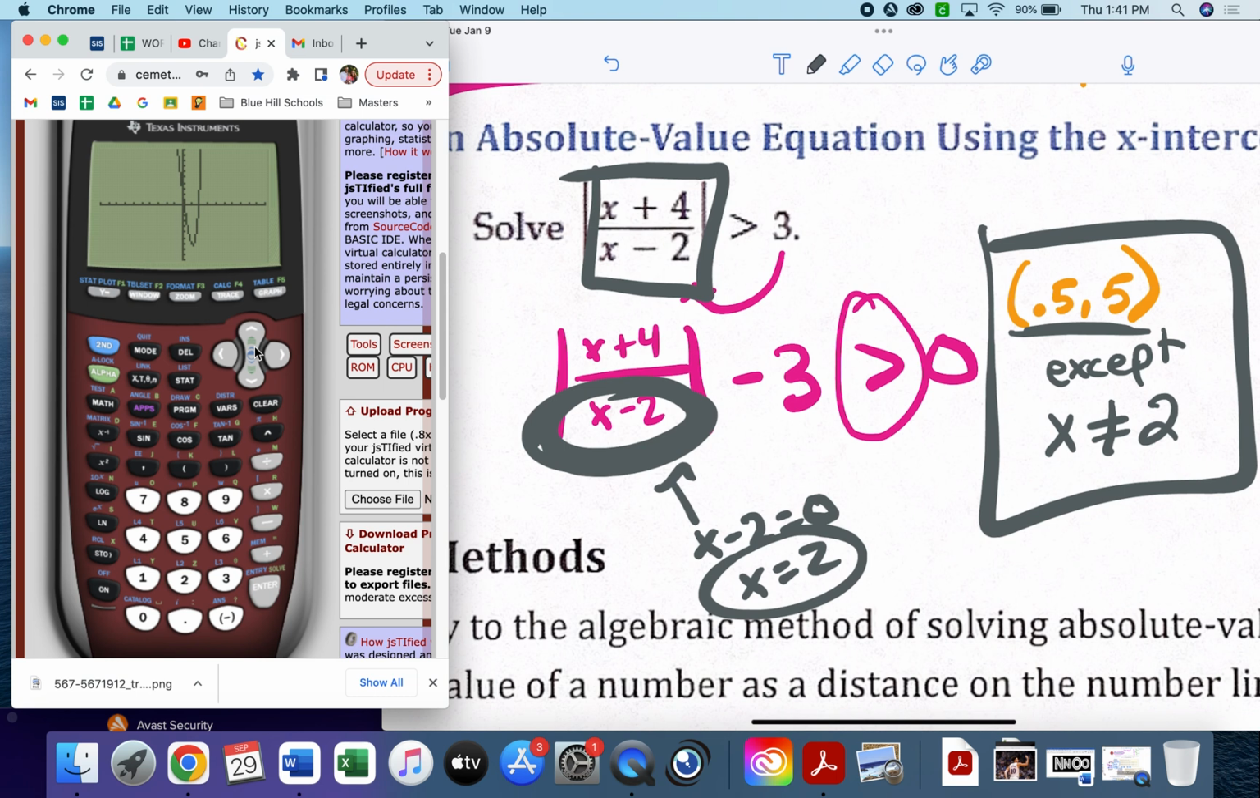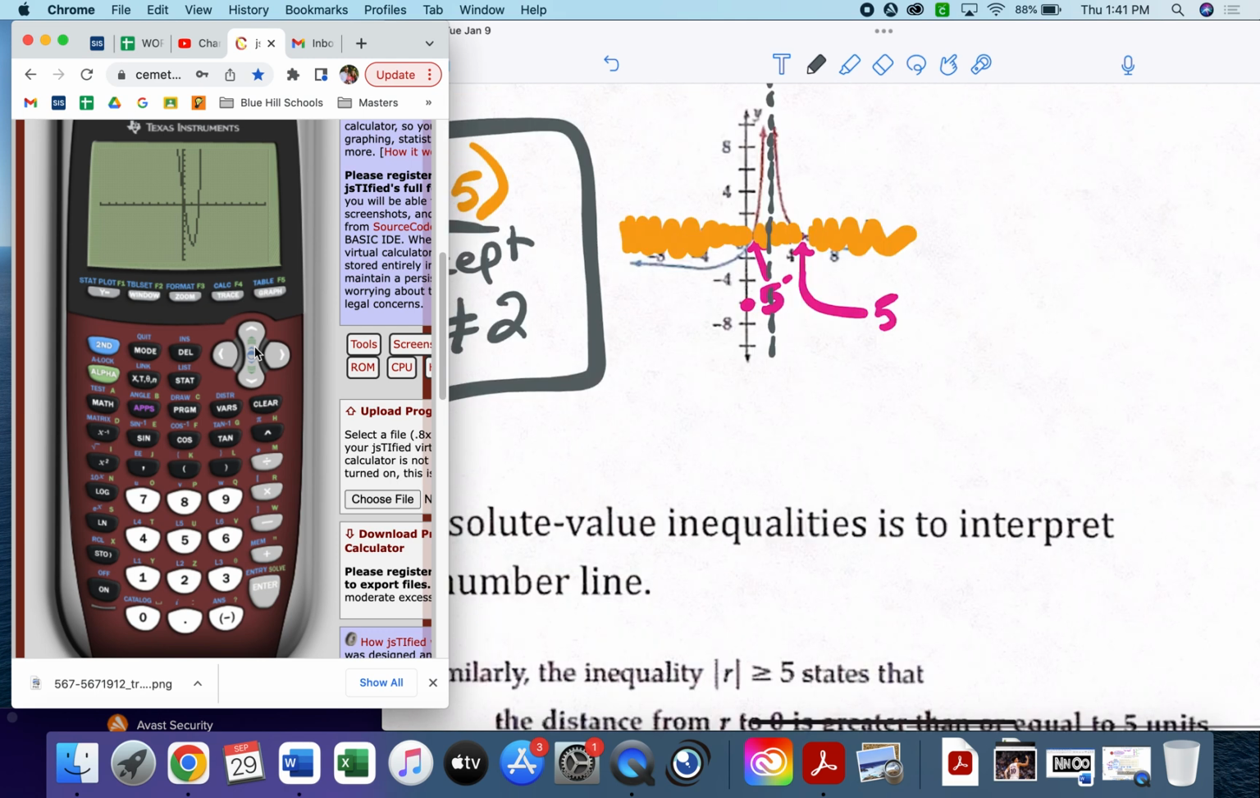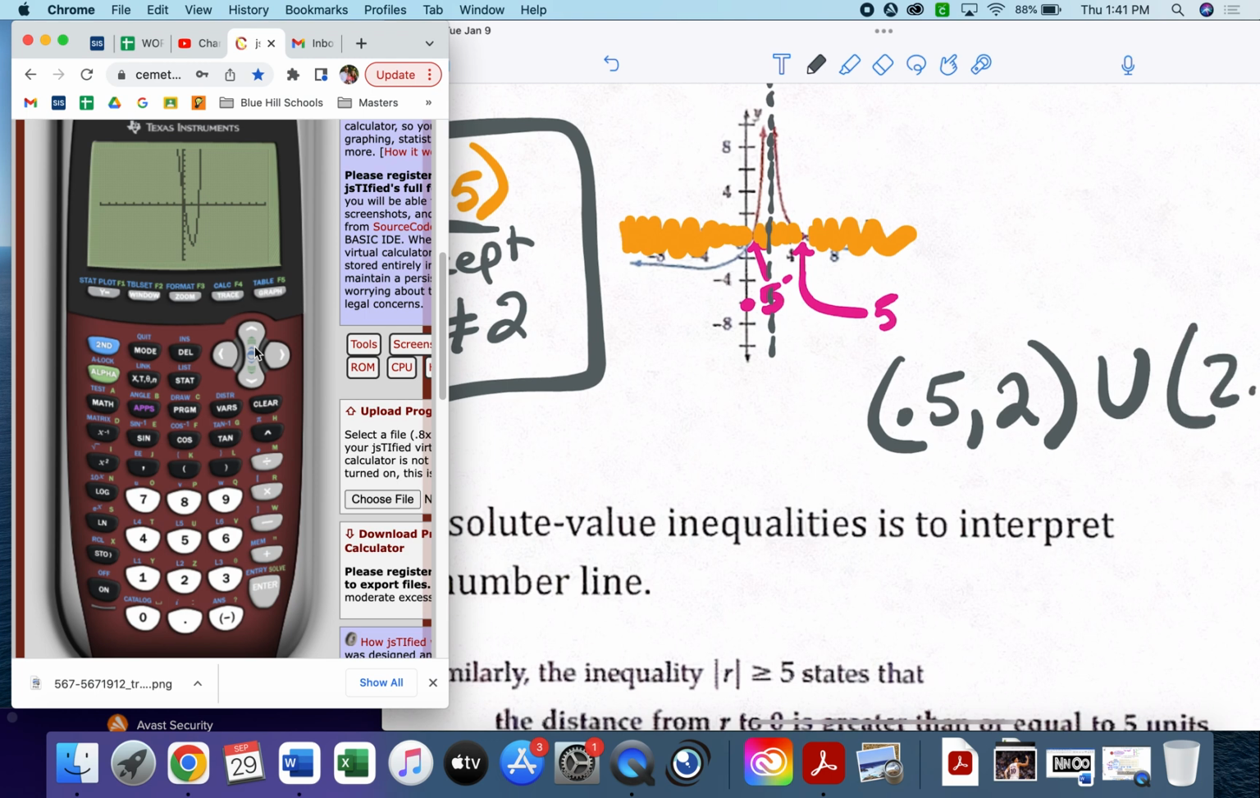You also write that using the union symbol. Yes, you can. So they probably will write it as 0.5 to 2 union 2 to 5. I don't care how you write it. Either way works, right? So they did the 2 separate chunks. Okay, good? Yep. All right.